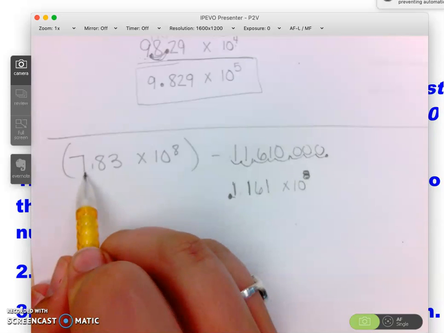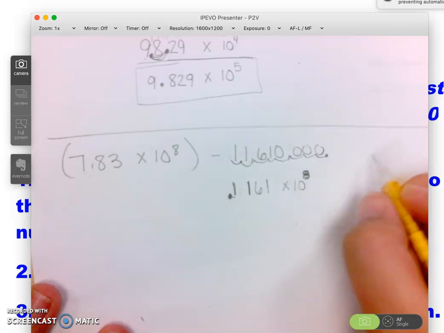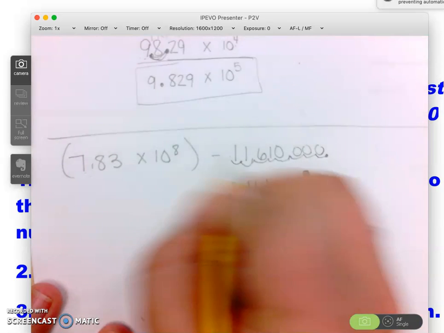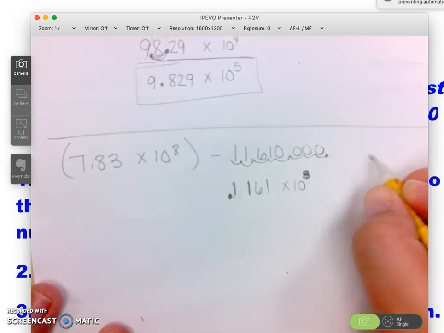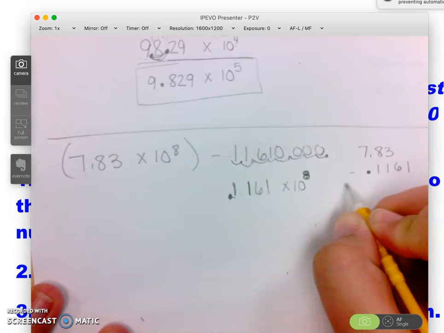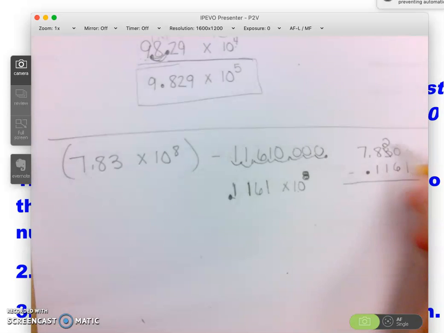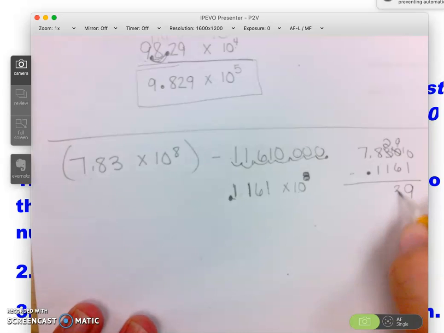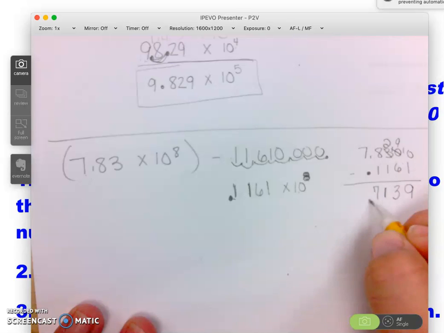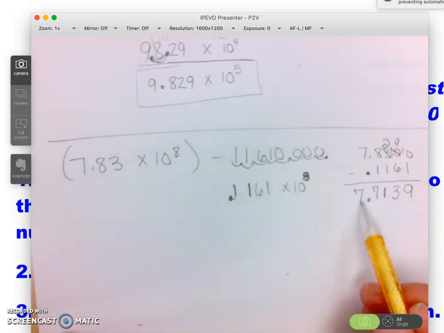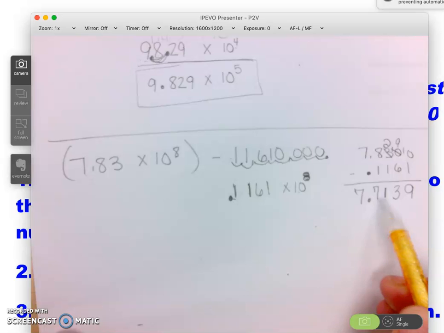Now I need to subtract 7.83 minus this number, and remember, you do not subtract these two exponents. So 7.83 minus 1161. Again, you can use a calculator to double check your answer. If we are not strong with subtracting decimals, that's okay. Use a calculator to double check your answer, which I should be doing anyway. So here's my answer, 7.7139.